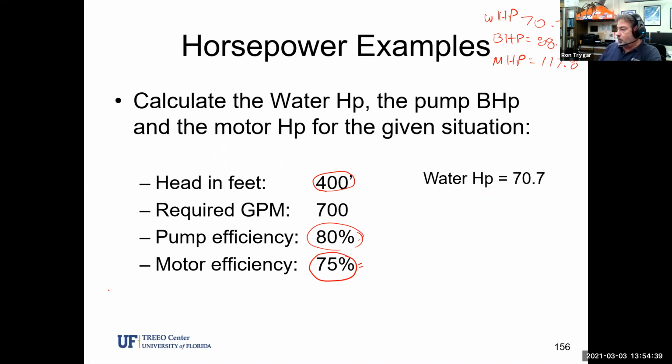So the first thing is the water horsepower shows as 70.7 HP. So we did good there. That one looks pretty good. And the brake horsepower, 88.4, that's good. And the last one was the motor horsepower, 117.8. All three of those checked out pretty good. We are right in line with what the answer should be. So congratulations, you figured out water horsepower, brake horsepower, and motor horsepower.